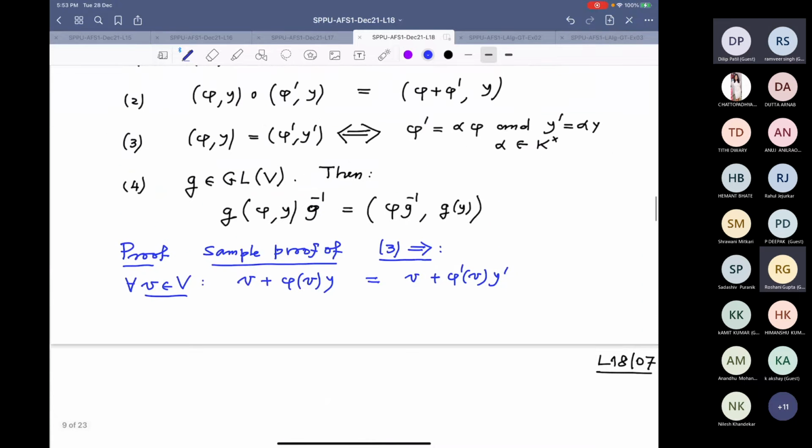That is the left hand side, and this is the right hand side. That is given to us, and I want to prove this. I want to prove that phi prime is a scalar multiple of phi and y prime is the same scalar multiple of y.